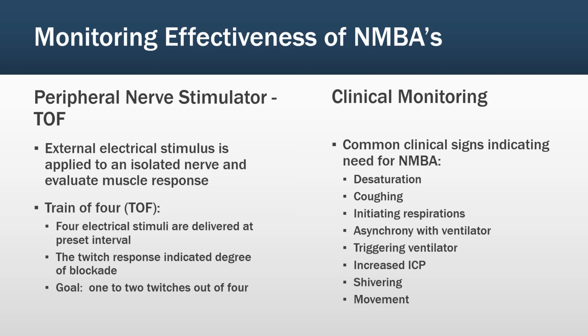The peripheral nerve stimulator should be used in conjunction with clinical monitoring. Some of the clinical indicators that there is insufficient neuromuscular blockade are desaturation, coughing, initiating of respirations, asynchrony with the ventilator, triggering the ventilator, increased ICP, shivering, and movement.